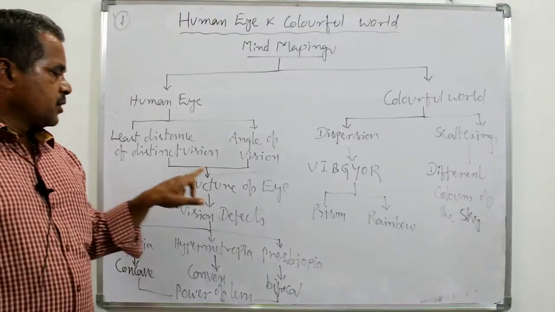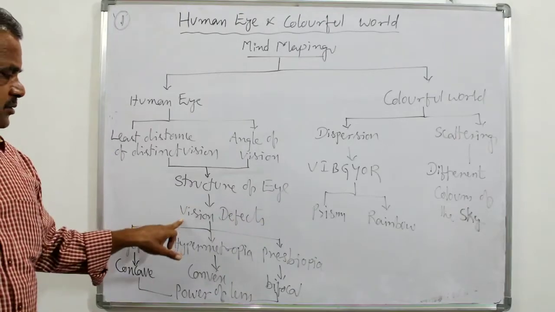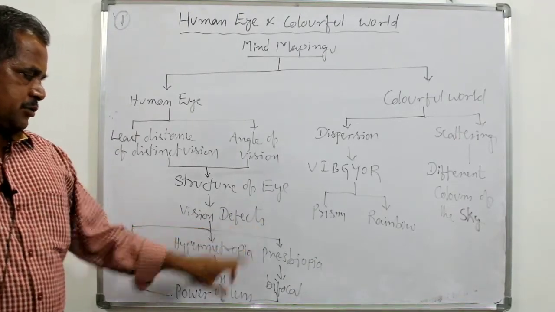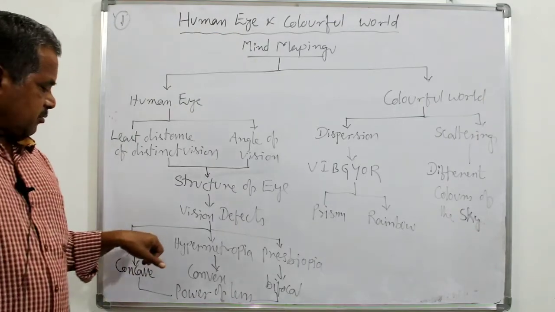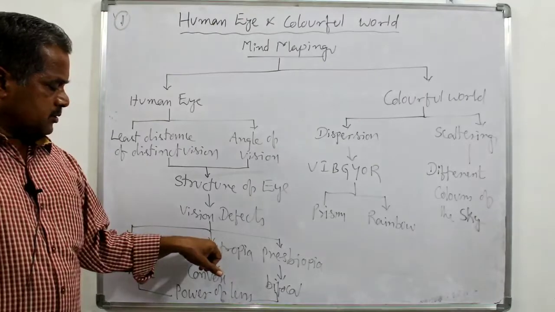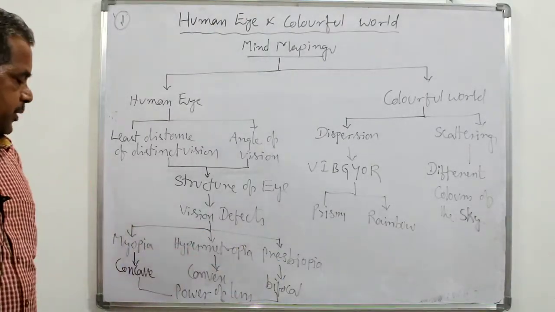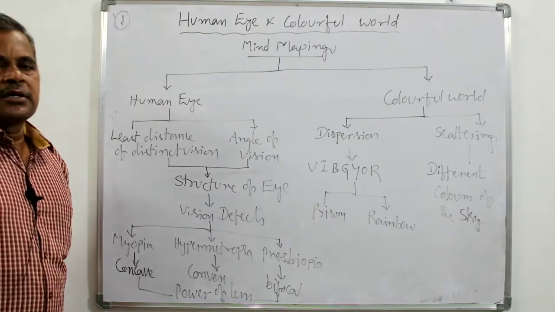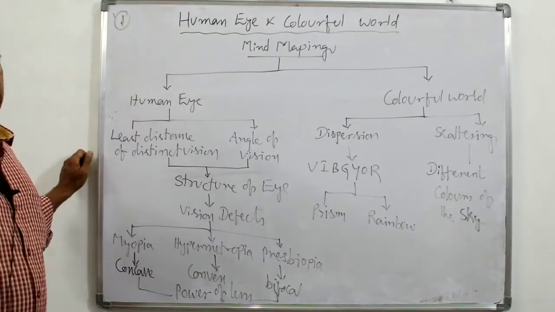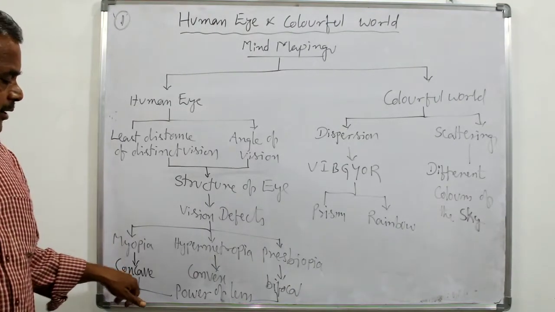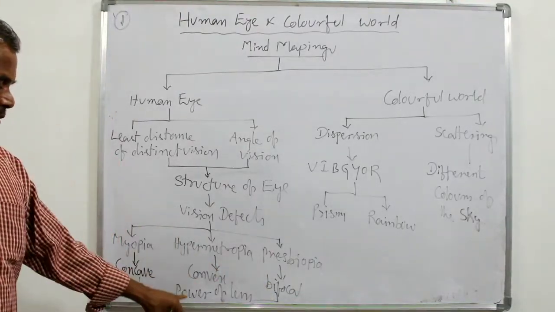After that, we study about the structure of the eye, and next vision defects. Due to the adjustment of the focal length of the eye lens, we have three eye defects. One is myopia, the second is hypermetropia, and the third is presbyopia. To correct these eye defects, which type of lens we have to use, that is concave, convex and bifocal lens, and what is the power of those lenses.